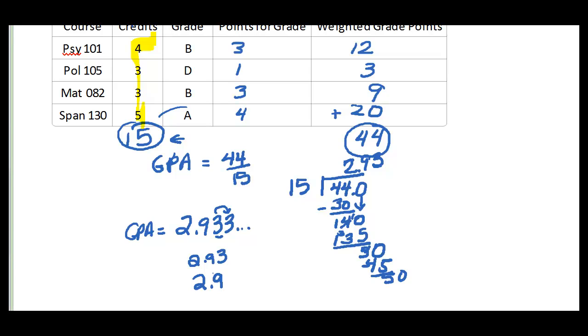And I claim that's very close to a B, because a B is a 3-point GPA. So this student got very close to getting a B for the semester as a GPA.